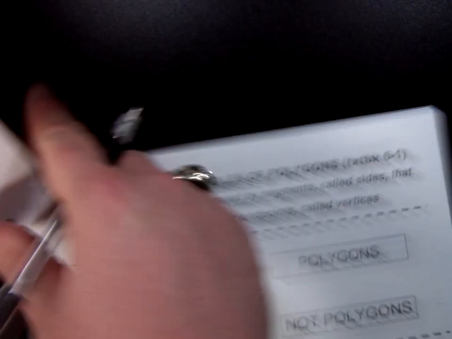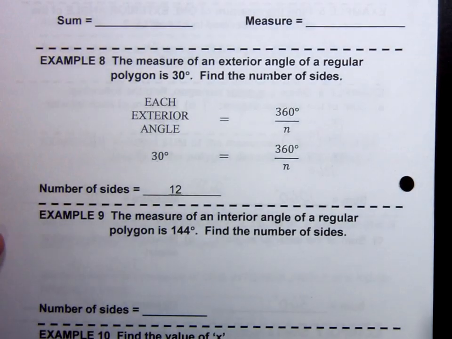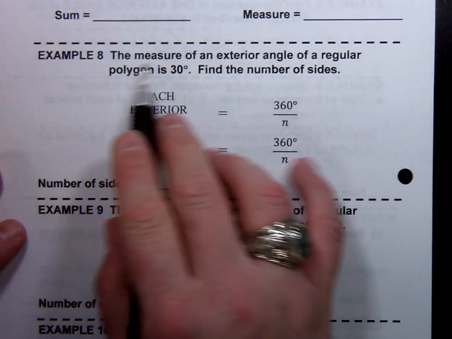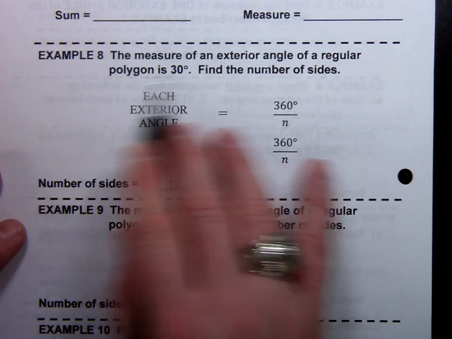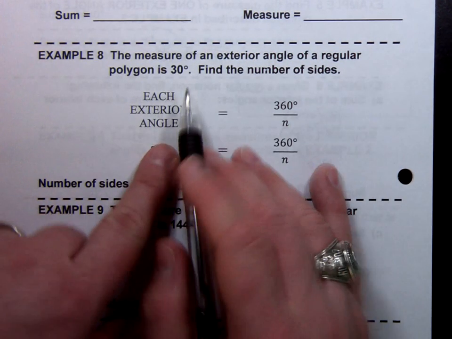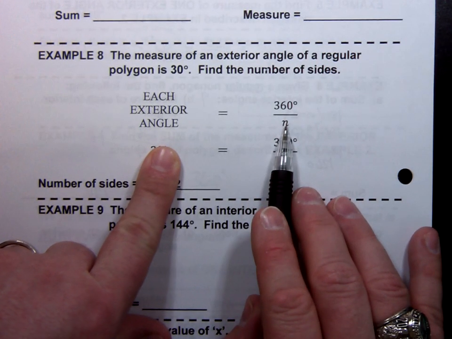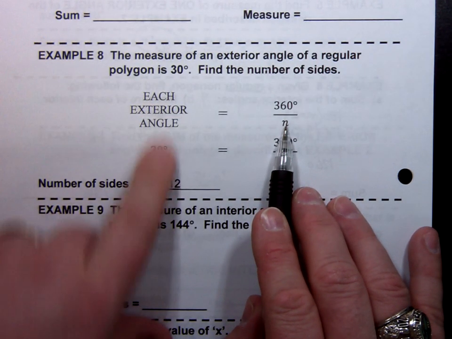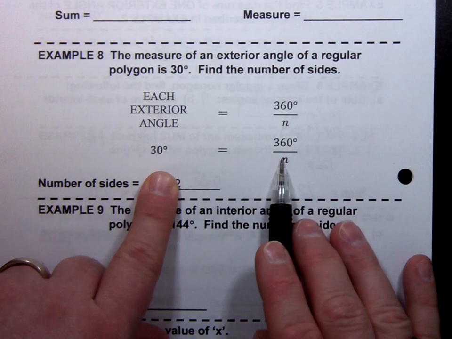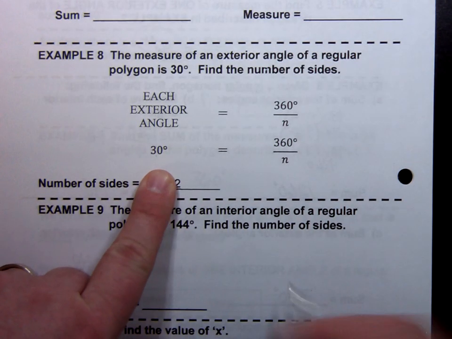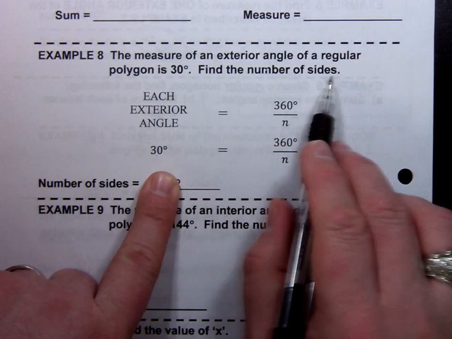Alright, we're going to skip example 7. Example 8 is already filled out, but I want to go ahead and explain it to you. It says the measure of an exterior angle of a regular polygon is 30 degrees. So remember, this is our formula to find the measure of each exterior angle. So if we know that angle is 30 degrees, then we know that 360 divided by n has to be equal to 30.